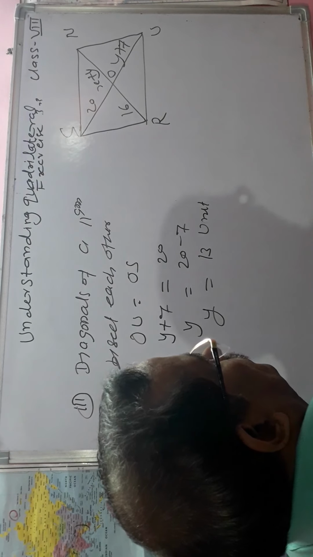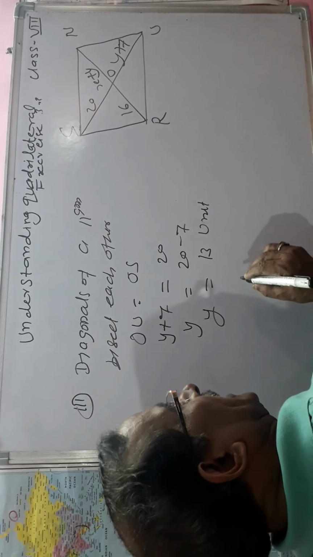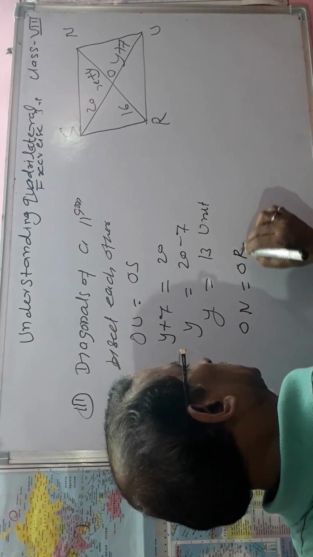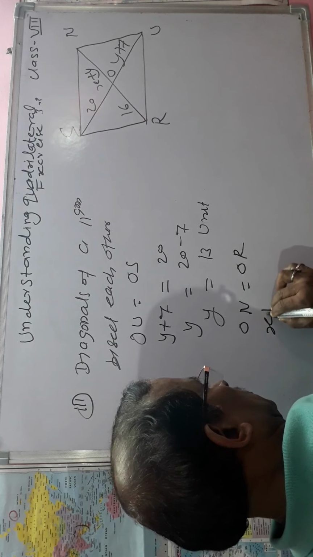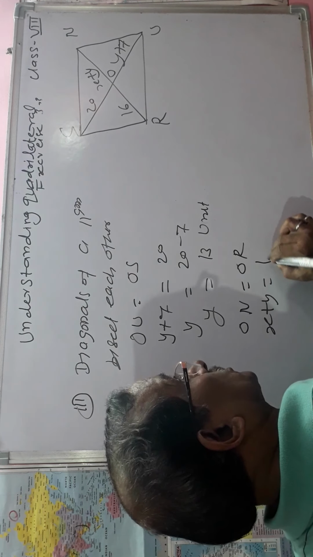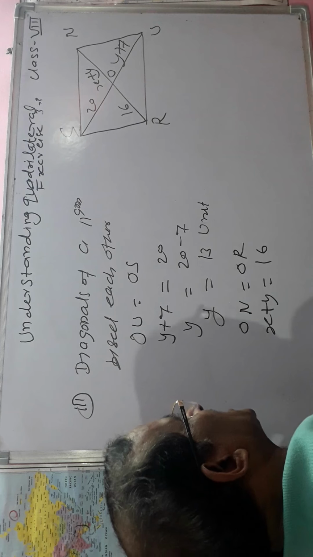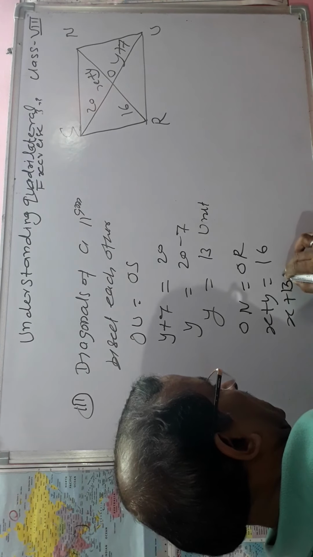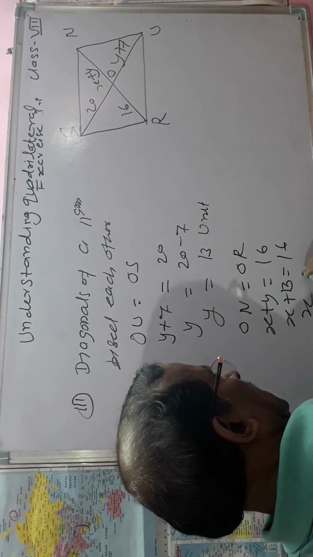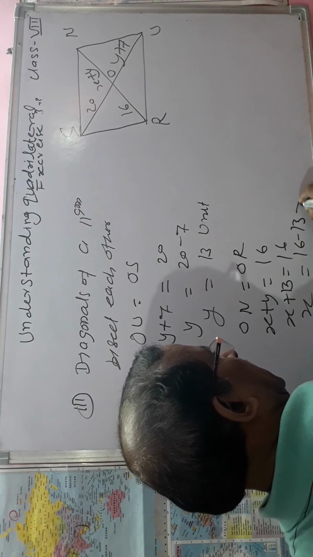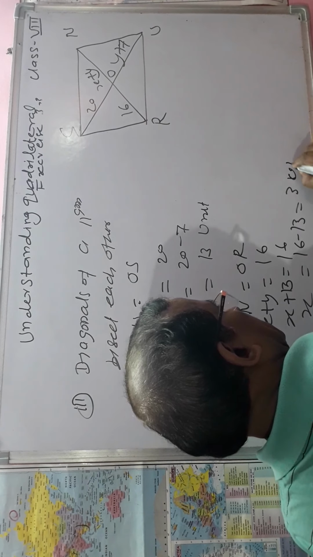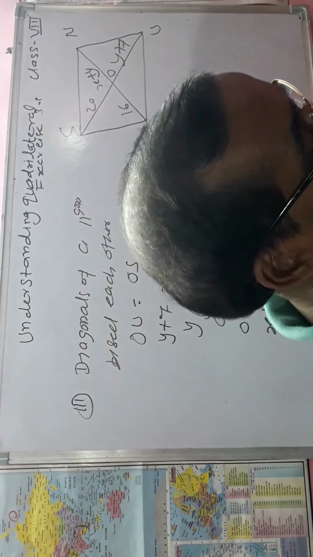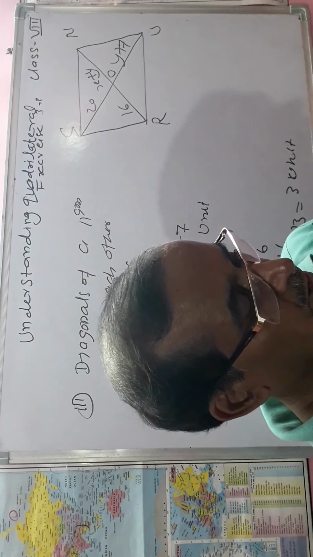Now, x plus y or ON is equal to OR. So, ON is equal to x plus y. OR is equal to 16. Then x plus y is 13. X plus 13 is equal to 16. Hence, x is equal to 16 minus 13 is equal to 3 unit. So, we have found it.